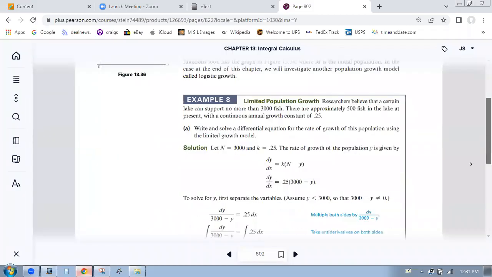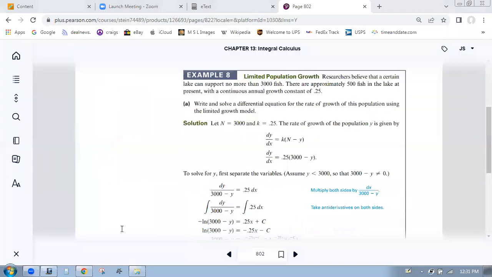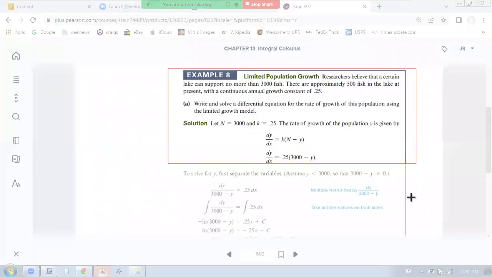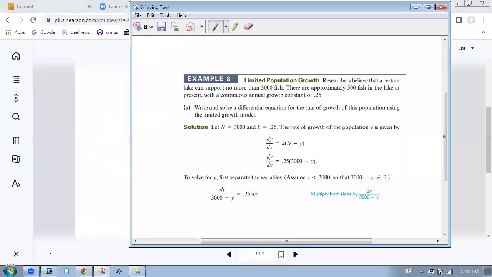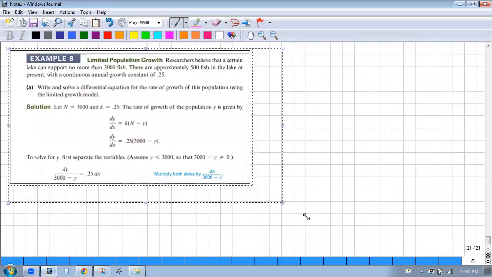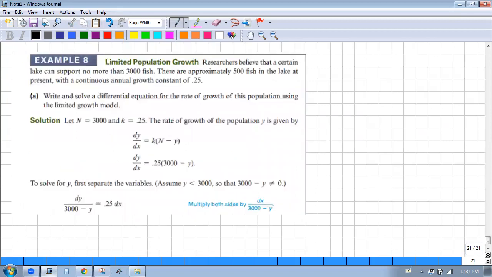So let's look at an example here. All right, researchers believe that a certain lake can support no more than 3,000 fish. So that's our cap, our maximum. There are approximately 50 fish in the lake at the present. With a continuous annual growth rate of 0.25. All right, write and solve a differential equation for the rate of growth.